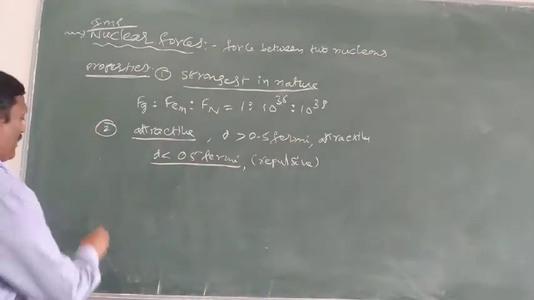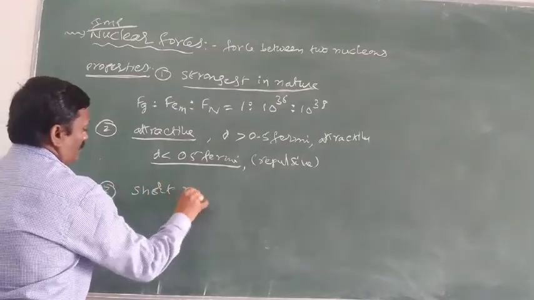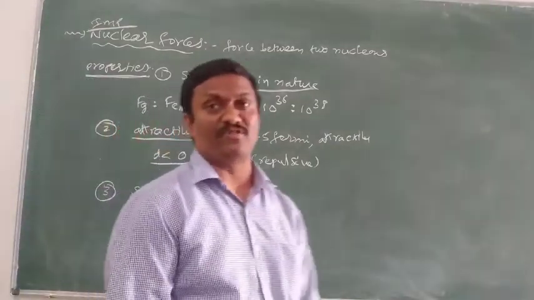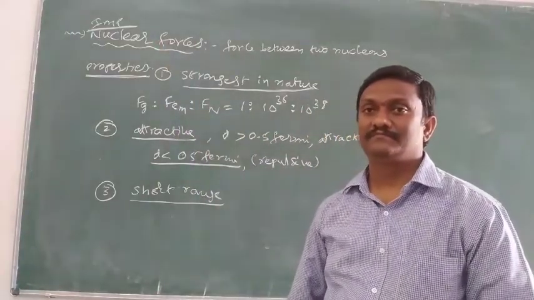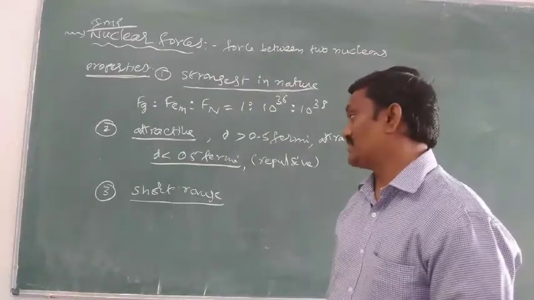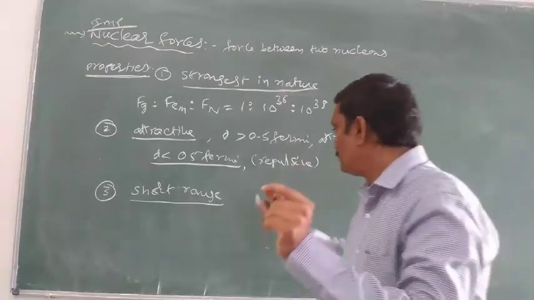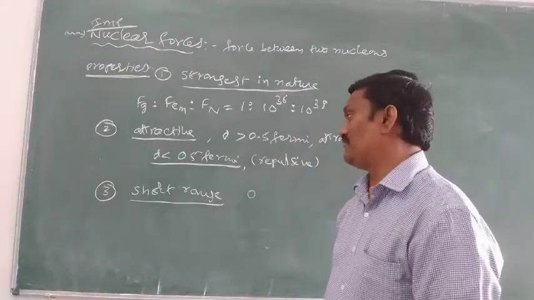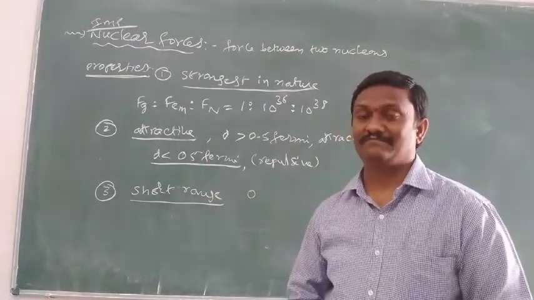And one more important property: nuclear force is also called a short range force. Why is nuclear force a short range force? Gravitational force is a long range force, and electromagnetic force is also a long range force. But nuclear force is always a short range force. We know the size of the nucleus is very negligible. In this small space, nuclear forces are confined. So that's why nuclear force is always a short range force. It is confined to very small spaces.